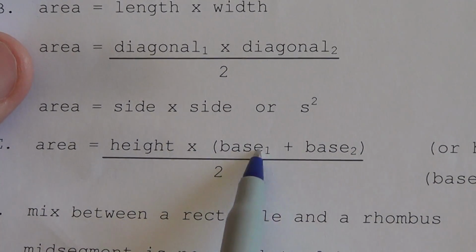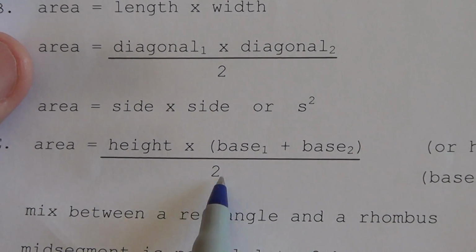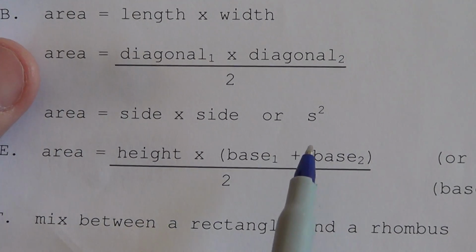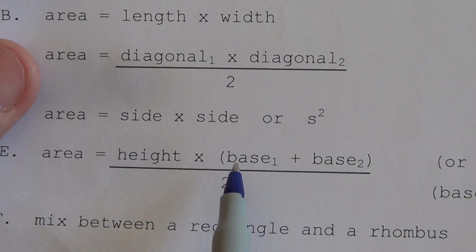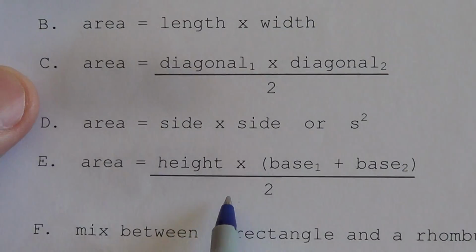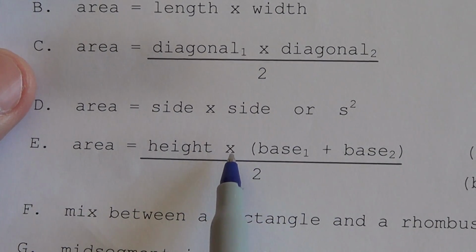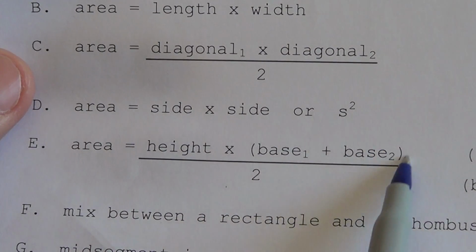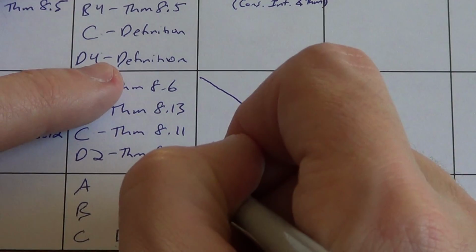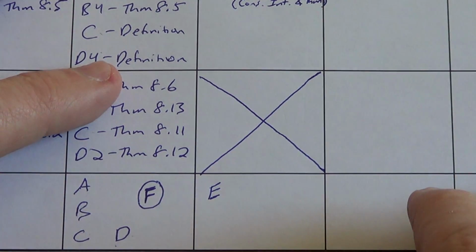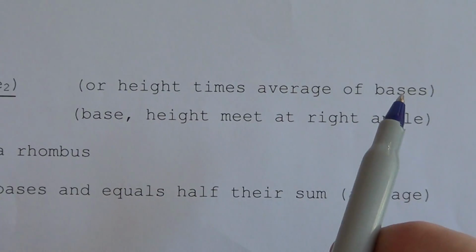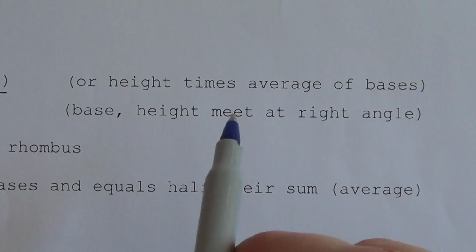Okay, height times base 1 plus base 2 over 2. Now this, we haven't talked about this one yet, because all the other times our bases were the same, but now the bases are different, so we do have 2 different bases. This is the formula for the area of a trapezoid. We take the height times parentheses, base 1 plus base 2, all divided by 2. That's letter E, so we're going to put that right here, letter E. That's important. Now, if you look off to the side, height times the average of the bases. Once again, the base and the height have to meet at a right angle.